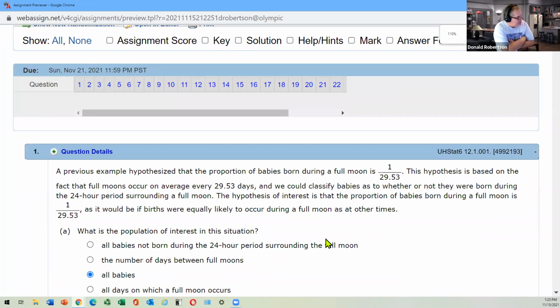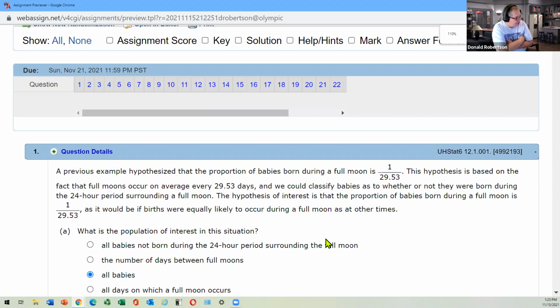Here is a story that, in a previous example, hypothesized that the proportion of babies born during the full moon is 1/29.53. This is based on the fact that on average, a full moon occurs every 29.53 days. It's probably something to do with the fact that a year is 365 and a quarter and you divide it, and all that good stuff, right?